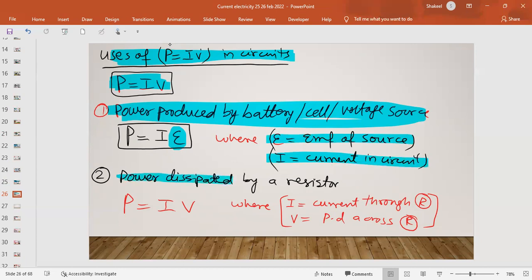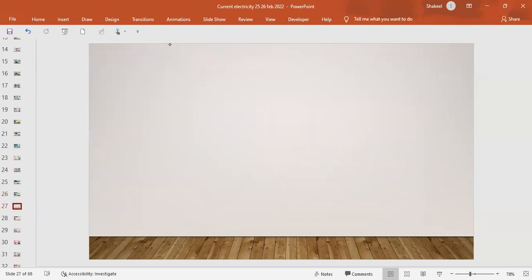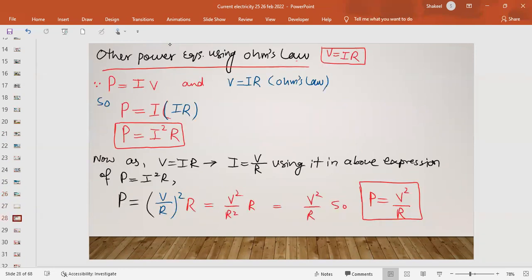The next thing is power dissipated by a resistor. So when current flows through the resistor, it dissipates energy and that is known as power dissipation. So we can use P equals IV also, where I is the current through the resistor and V is the potential difference across the resistor. And we can use some more things as well using Ohm's law, V equals IR.